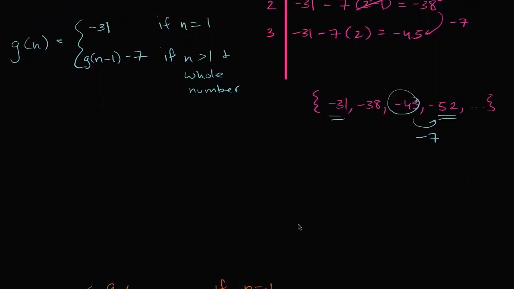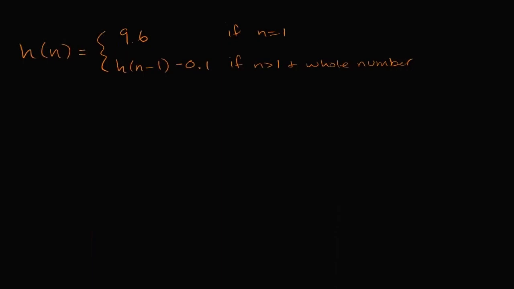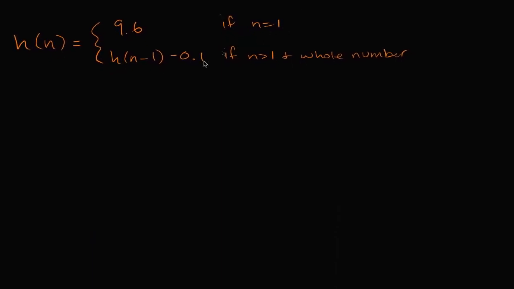Let's do another example, but let's go the other way around. So here we have a sequence defined recursively, and I want to create a function that defines the sequence explicitly. So let's think about this. One way to think about it, this sequence, when n is equal to 1, starts at 9.6, and then every term is the previous term minus 0.1. So the second term is going to be the previous term minus 0.1. So it's going to be 9.5. Then you're going to go to 9.4. Then you're going to go to 9.3. We could keep going on and on.